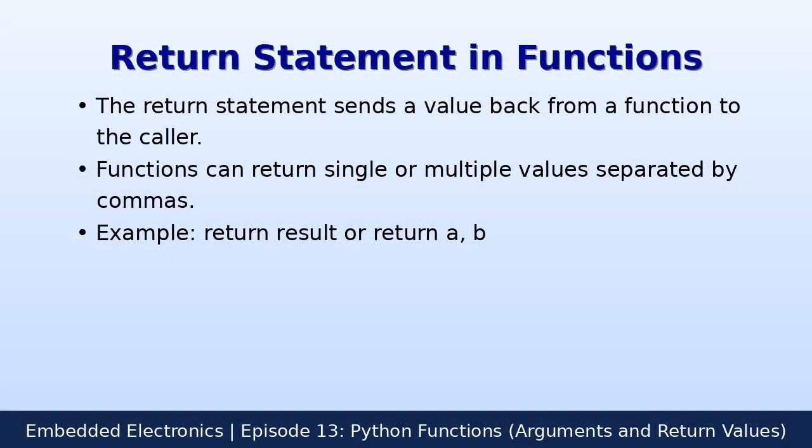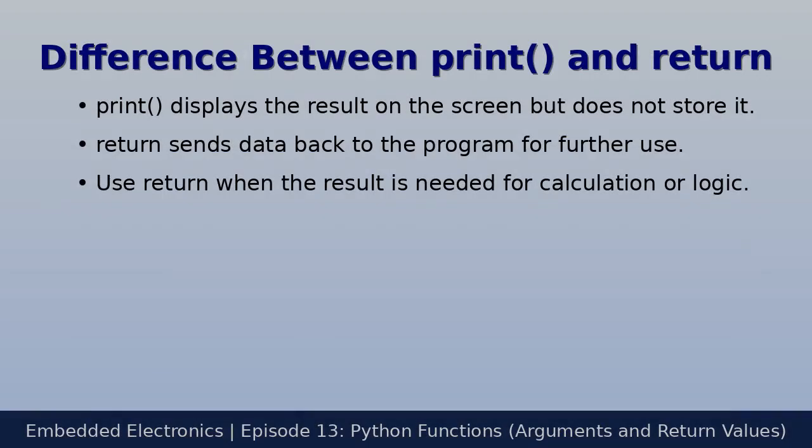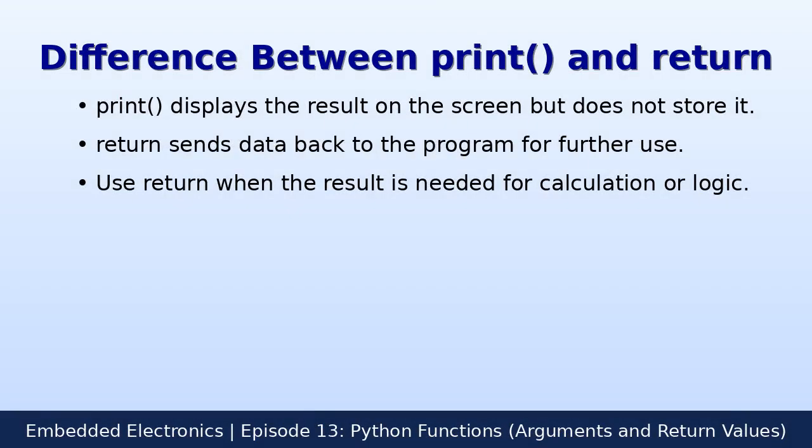The return statement allows a function to send a result back to the caller. You can return one or more values separated by commas. The print function only displays output, while return gives data back to the program so it can be reused later.